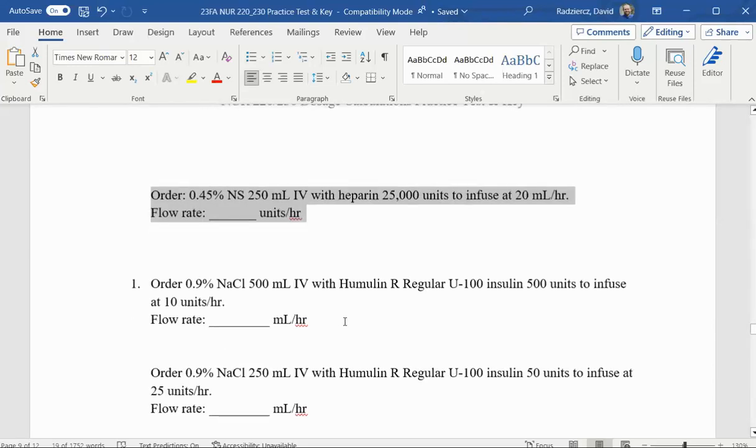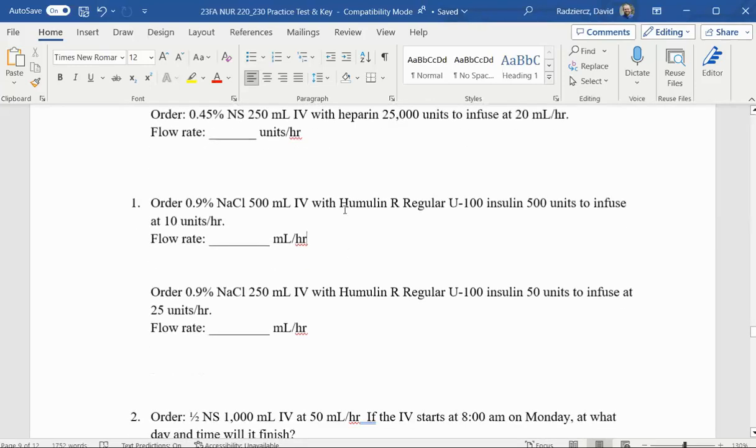All right. So the insulin flow rates are going to work exactly the same way. You're going to set it up exactly the same way. So you have your IV is 500 milliliters with 500 units. It's infusing at 10 units per hour. You're going to convert that to milliliters per hour. It's going to be the exact same setup for heparin. The only difference between these two questions, or the insulin infusions versus the heparin infusions, is that one's called insulin and one's called heparin. Otherwise, they're exactly the same calculation.